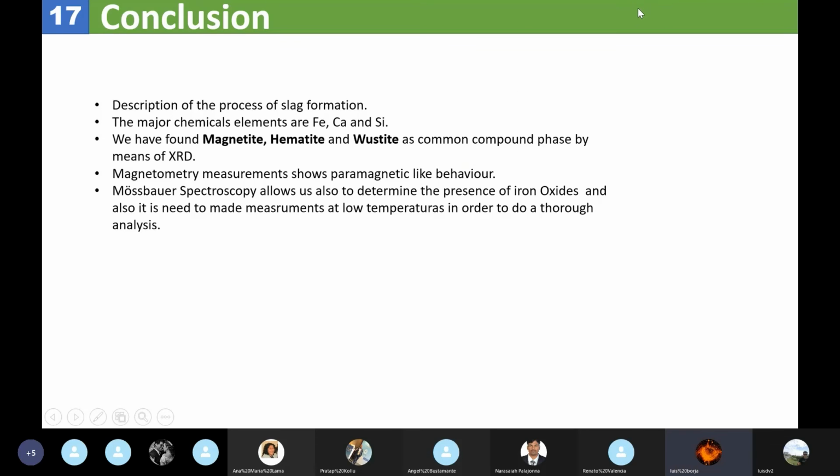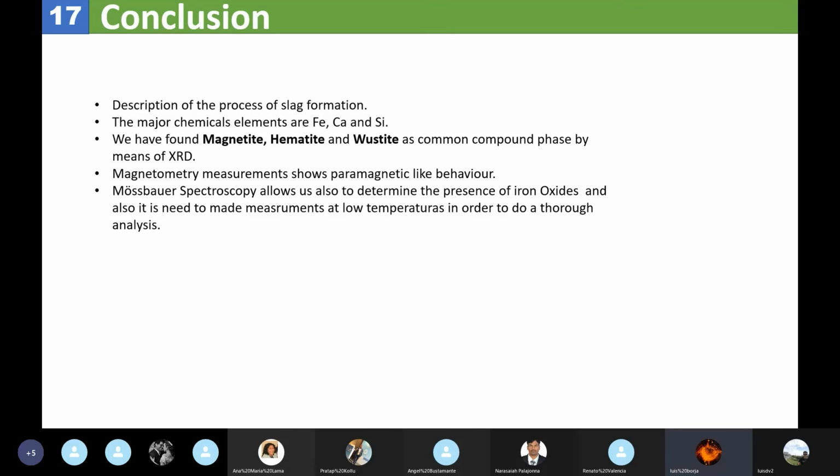So, the conclusions that we take, I made some description of the process and the explanation. We found the chemical elements iron, calcium, and silicon. So for our samples, we detect three oxides: magnetite, hematite, and wustite.